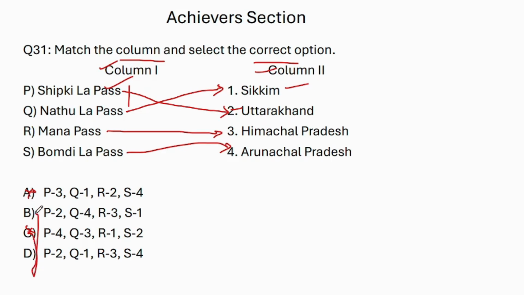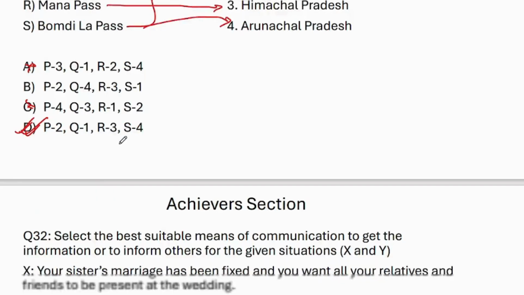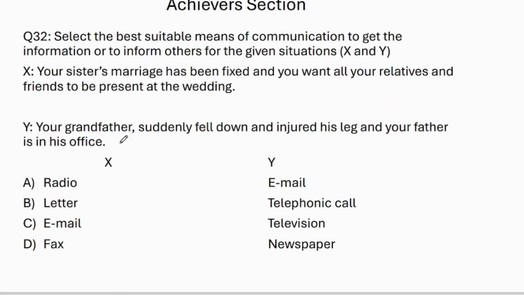So you are left with 2 options, Q4 and Q1. Nathula Pass, Q1, Sikkim. So this will be the right answer. Let's match the rest. R3, Mana Pass, Himachal Pradesh, Bomdi La Pass, Arunachal Pradesh. So D is your right answer. I'll make a short video on all the important passes of India, and we'll post it very soon. For now, let's move on to the next question.